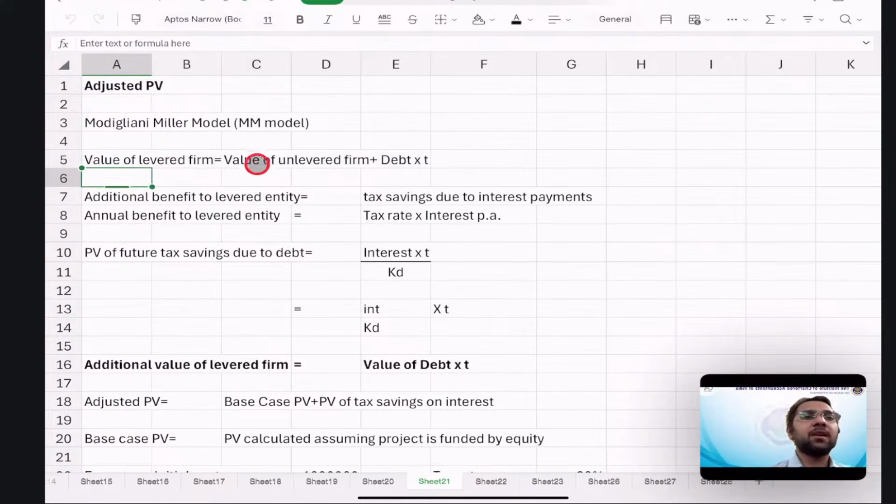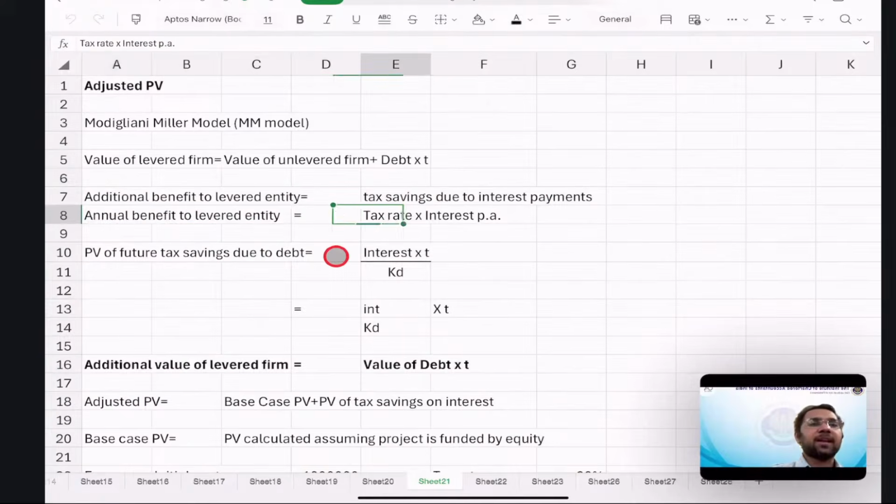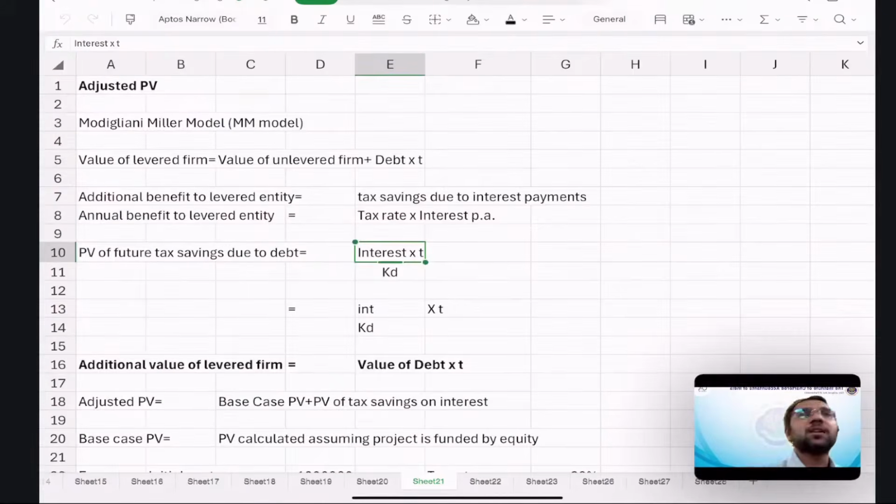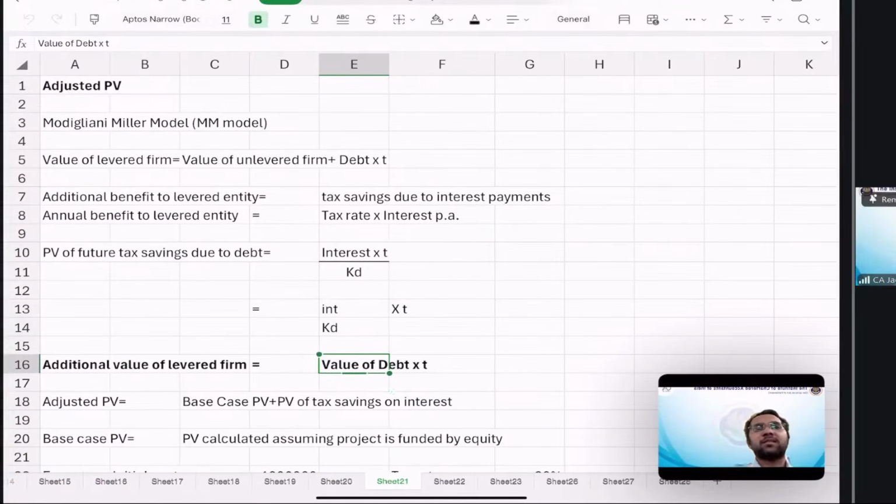Value of levered firm is equal to value of unlevered firm plus debt into tax. The additional benefit to a levered entity is tax savings due to interest payment. And of course, the annual benefit that we have is tax into interest payment. So we used to see that the present value of future tax savings due to debt was interest into tax divided by KD, and we say that interest upon KD is nothing but the value of debt. So value of debt into tax rate.